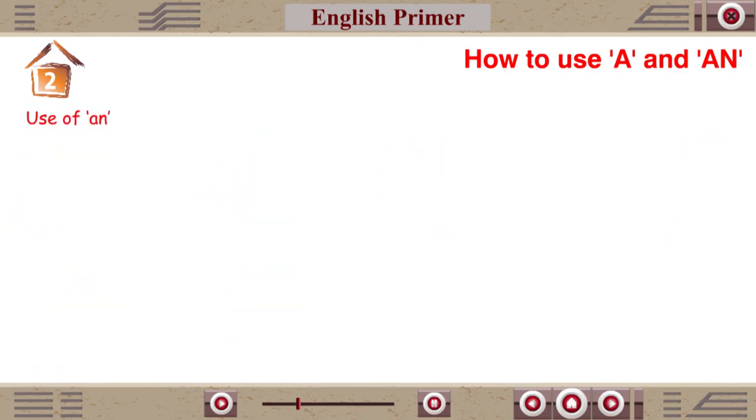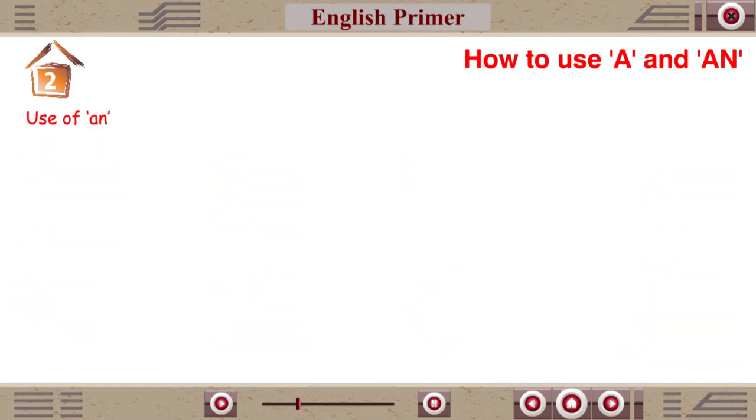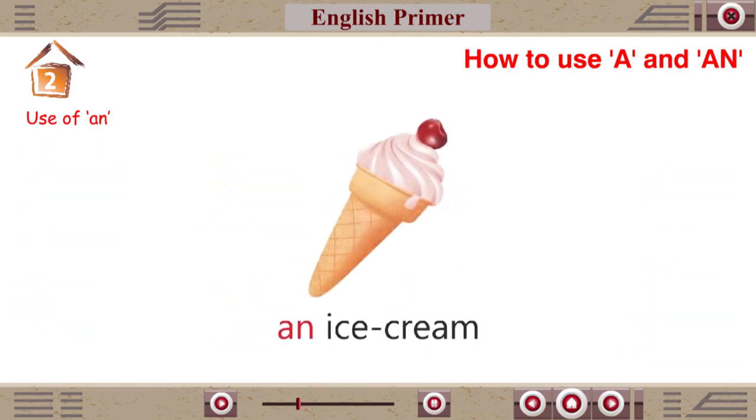Use of AN. An umbrella, an orange, an elephant, an eagle, an owl, an apple, an egg, an octopus, an ice cream.